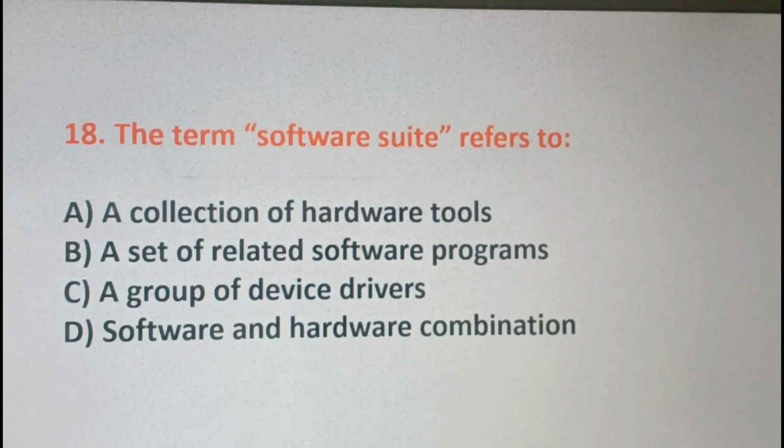The next question, the term software suite refers to a collection of hardware tools, a set of related software programs, a group of device drivers, a software and hardware combination. The correct answer is option B.